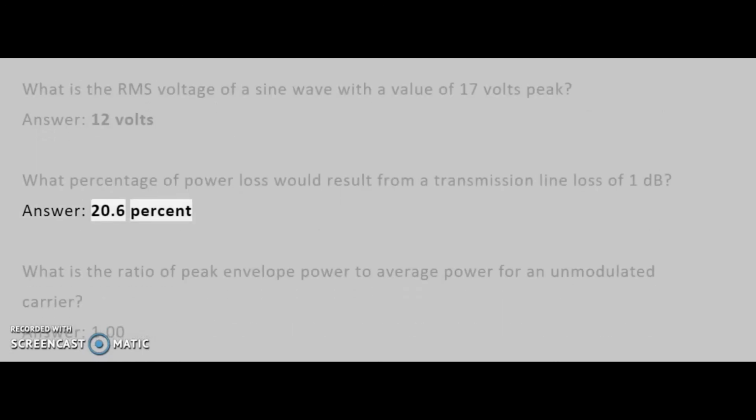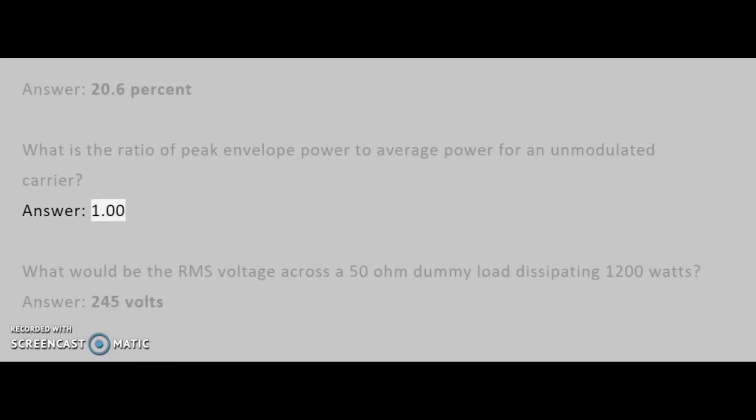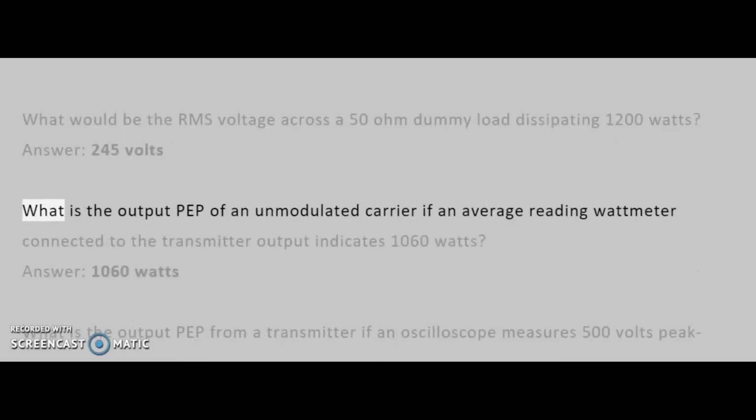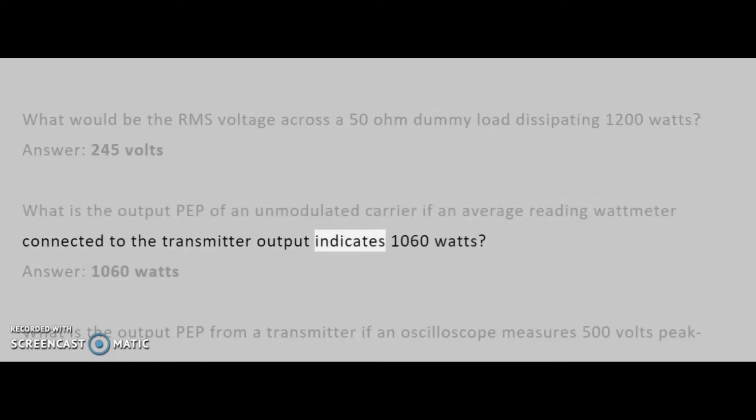Answer: 20.6%. What is the ratio of peak envelope power to average power for an unmodulated carrier? Answer: 1.00. What would be the RMS voltage across a 50 ohm dummy load dissipating 1200 watts? Answer: 245 volts. What is the output PEP of an unmodulated carrier if an average reading wattmeter connected to the transmitter output indicates 1060 watts?